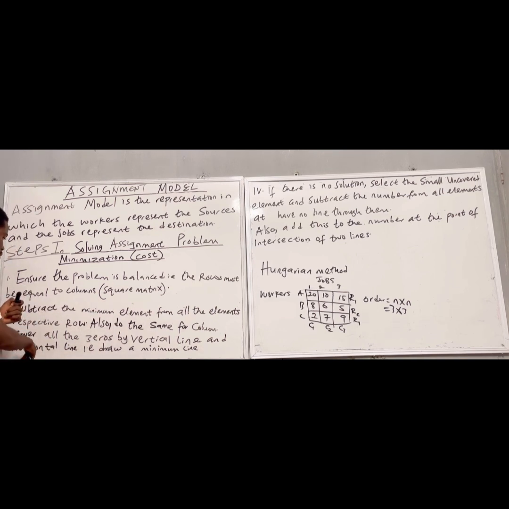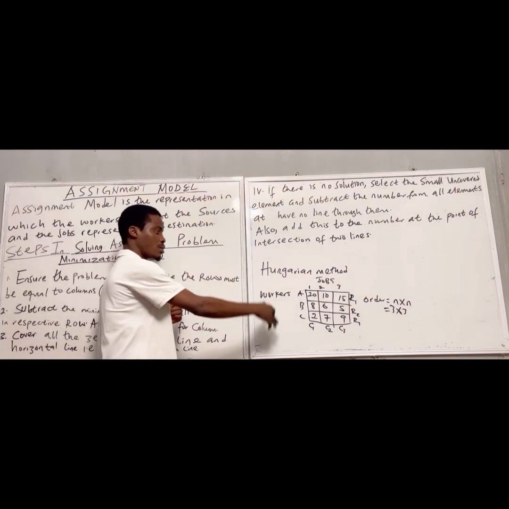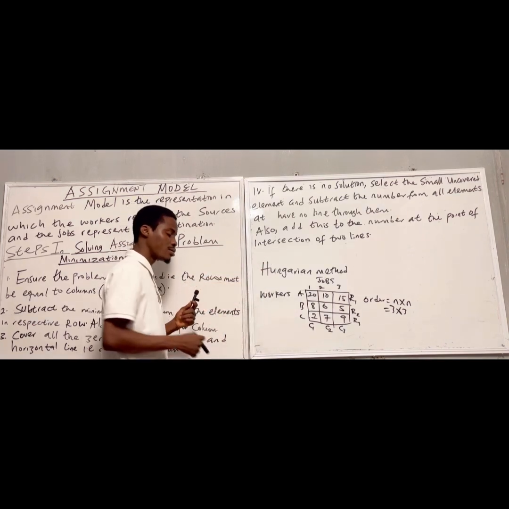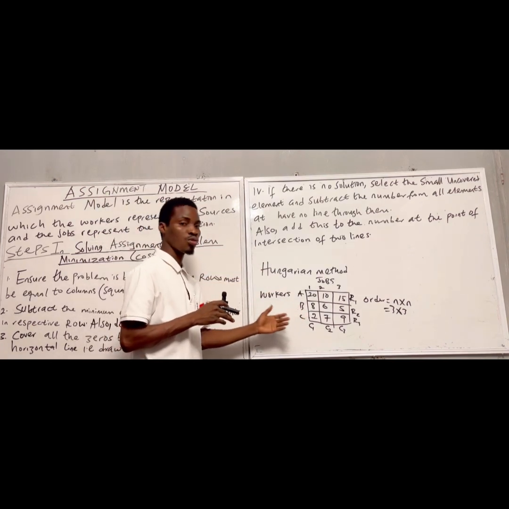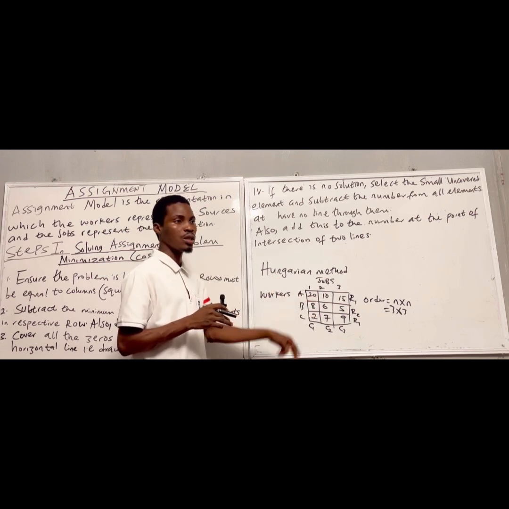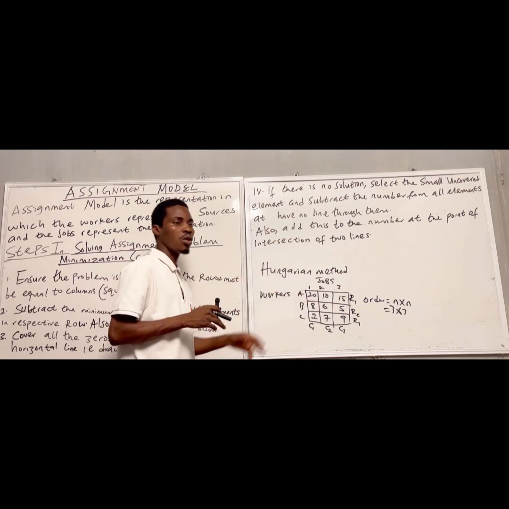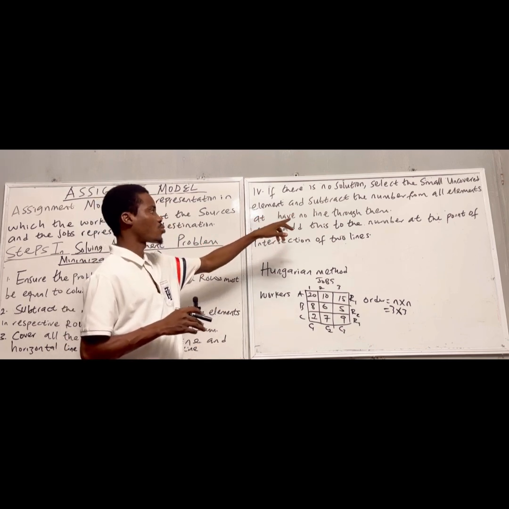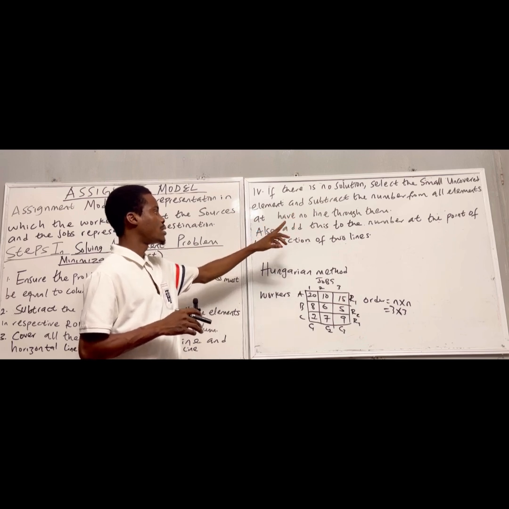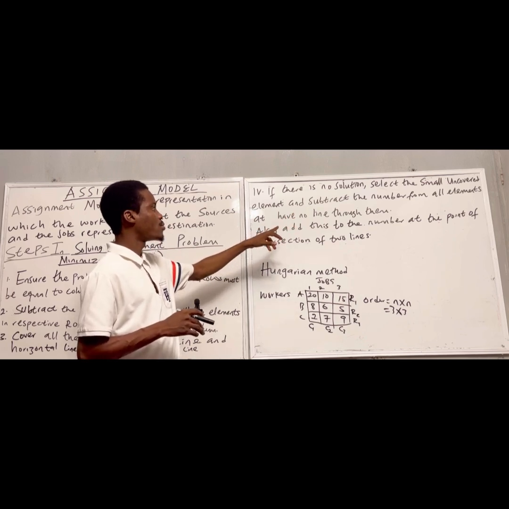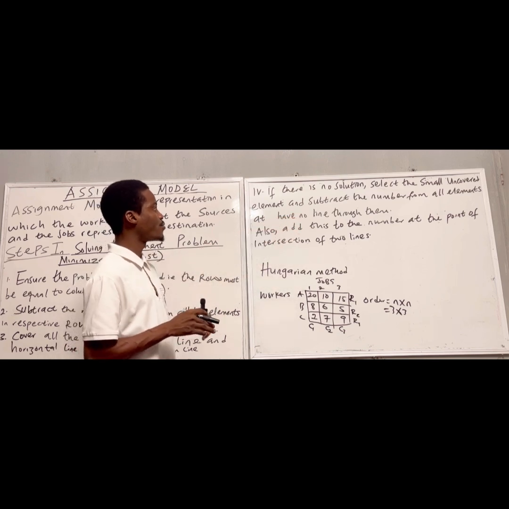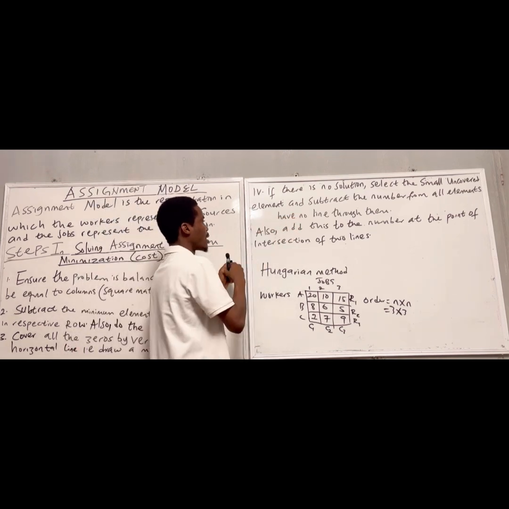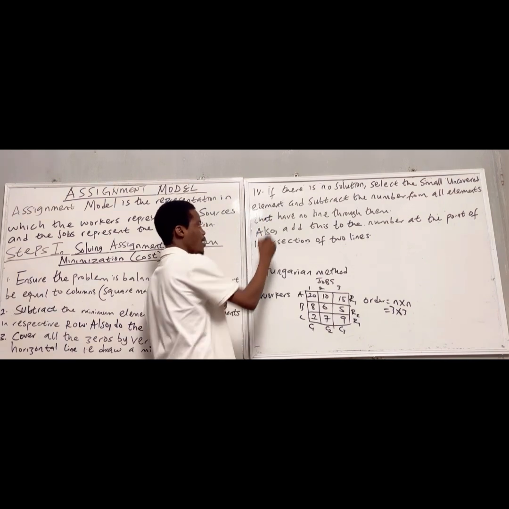The next step is to cover all the zeros by vertical lines and horizontal lines. Since you have done with that, the next step is what? You have to cover where you see zero, by drawing a vertical line and a horizontal line. And if there is no solution, select the smallest uncovered element and subtract the number from all elements that have a line through them.